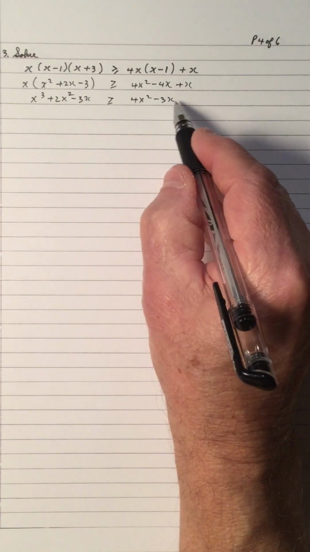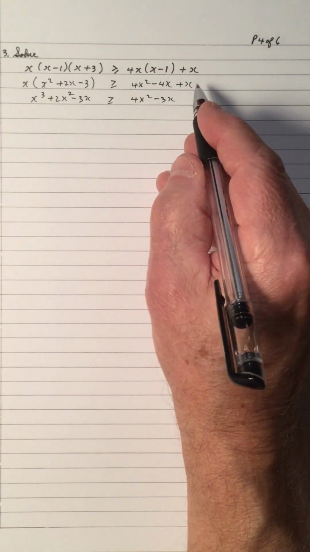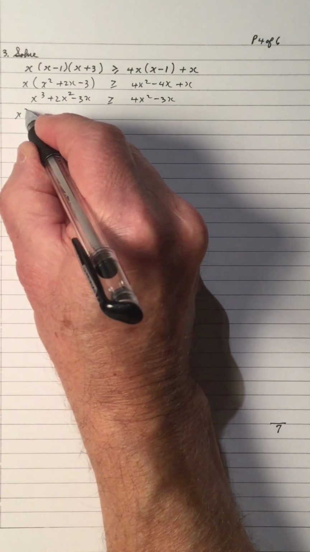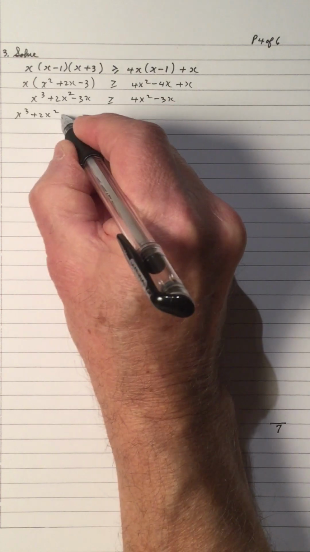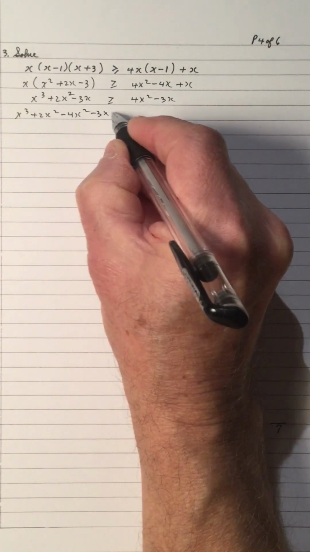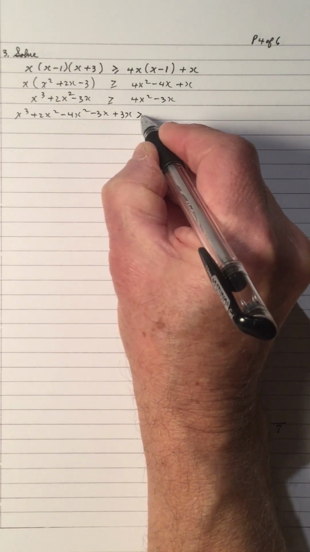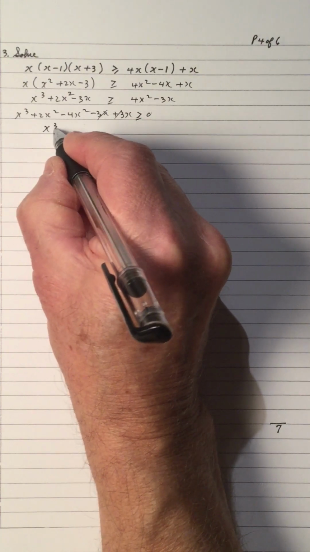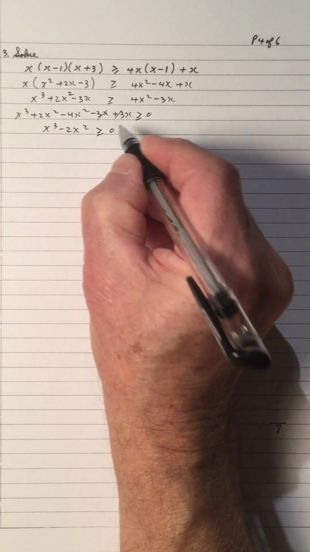So that's simplified so far. Each side is simplified. Now we have to make it equal to 0. So we got an x cubed plus 2x squared minus 4x squared minus 3x plus 3x greater than or equal to 0. They cancel out. So it gives me x cubed minus 2x squared greater than or equal to 0.